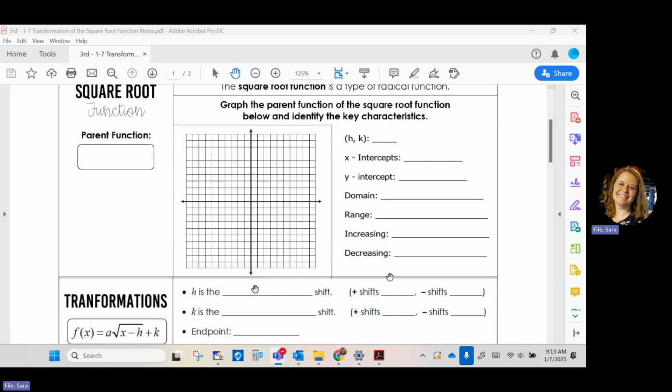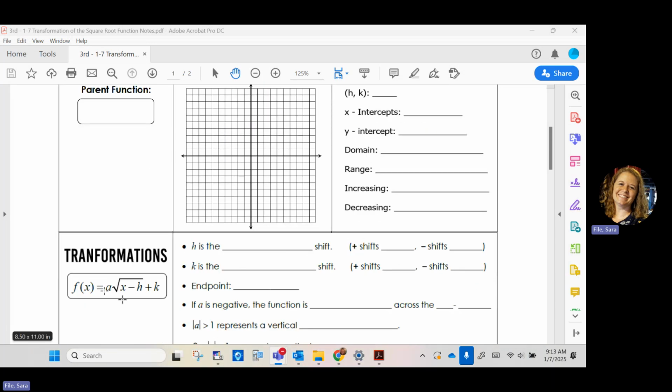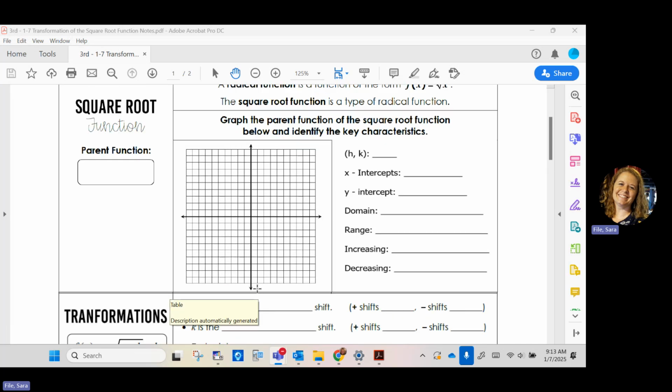But a lot of this stuff, like these transformation rules, doesn't change from function to function. It doesn't matter if it's a quadratic or an absolute value or a square root function. The transformation rules, what A, H, and K do to the graph, are always the same. Okay, so we're going to be reviewing these things. It's the same things they did last semester. We're just starting with a new parent function. Okay, so our parent function is the square root function.